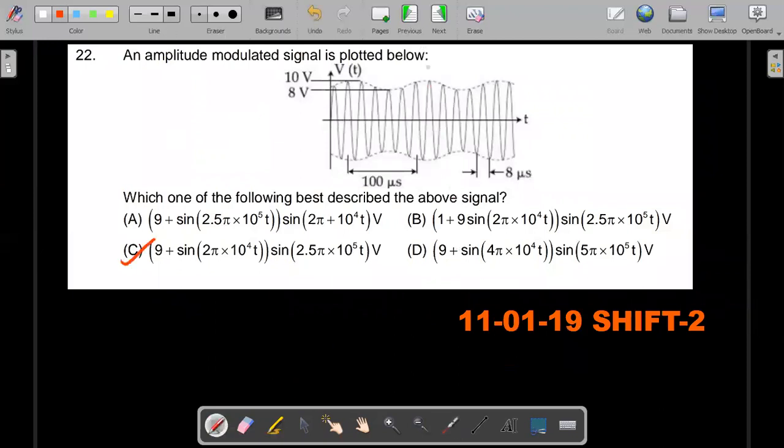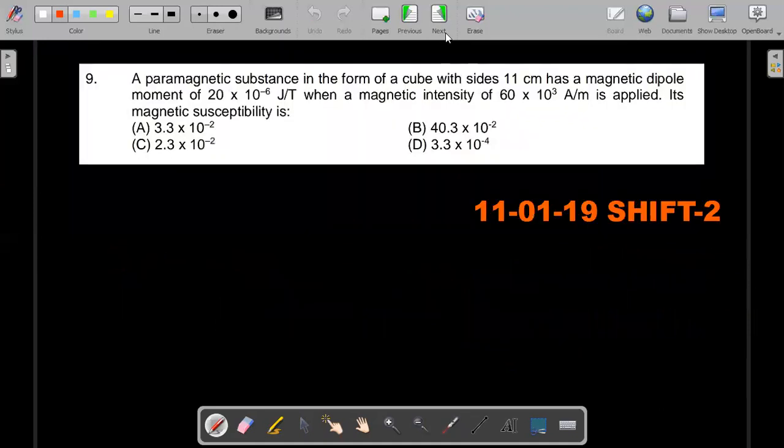Okay, next one. A paramagnetic substance in the form of a cube with sides 11 centimeter has a magnetic dipole moment of some SI units when magnetic intensity is 60 into 10 power 3 ampere per meter. Most of the problems of this chapter could be done, even if you don't remember the names, using dimensions. Okay, what are the units and all that. So its magnetic susceptibility is. Okay, so let's move forward, and paramagnetic substance again.